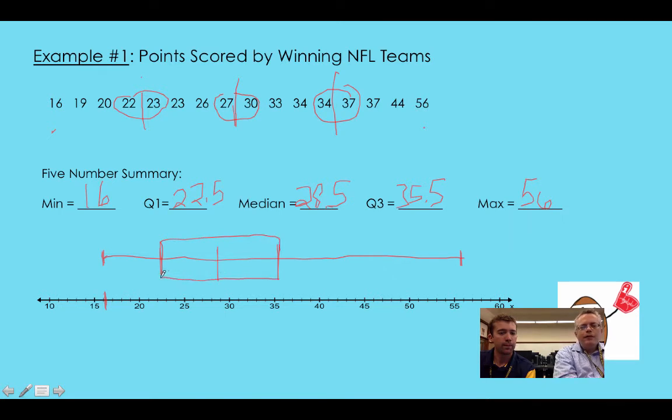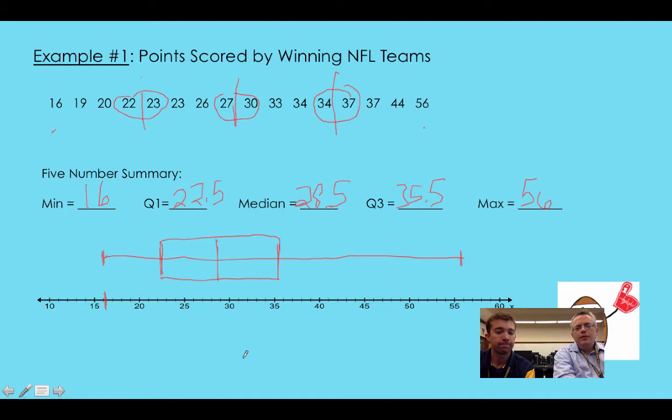So the middle half of the data is inside the box. It goes from Q1 to Q3. That's the middle half, or the middle 50% of the data. The whisker on the left is the lower 25%, and the whisker on the right is the upper 25%.